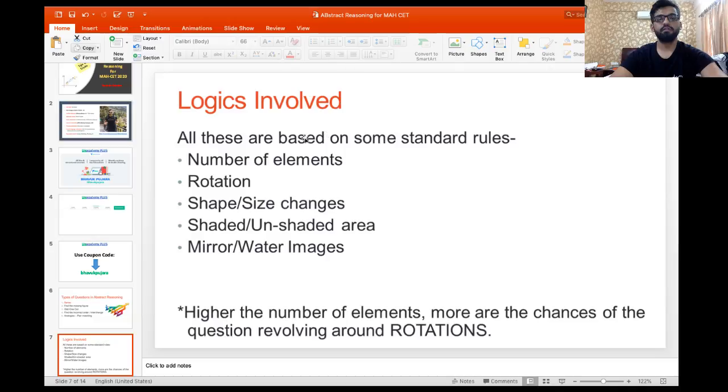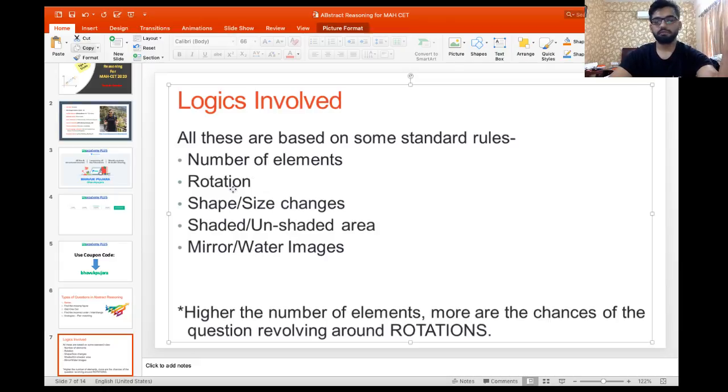The logics involved, all these are based on some standard rules and number of elements, right? Find out the number of elements here, or whether rotation is happening. Number of elements as in a diagram, we'll see a few examples. Say the whole sequence starts with one particular element, then increases to 3, then to 5, then 7. So you have to figure out that plus 2 is happening, something like that. And what are those elements on that figure, you'll have to figure out.